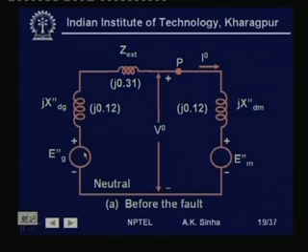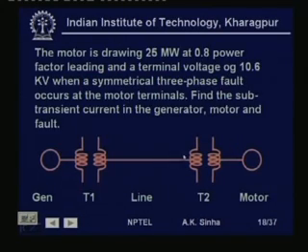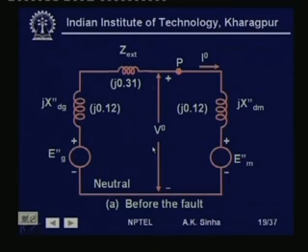Then we have E g double dash, the internal voltage of the generator, and x d g double dash, the subtransient reactance, which is 0.12 per unit. Now, the external reactance is coming from this 0.08, this 0.08, and this 0.15. So, the total comes out to be 0.31. And we have the internal voltage of the motor and the subtransient reactance of the synchronous motor as j 0.12, that is 12%, and the fault has occurred at this point P.